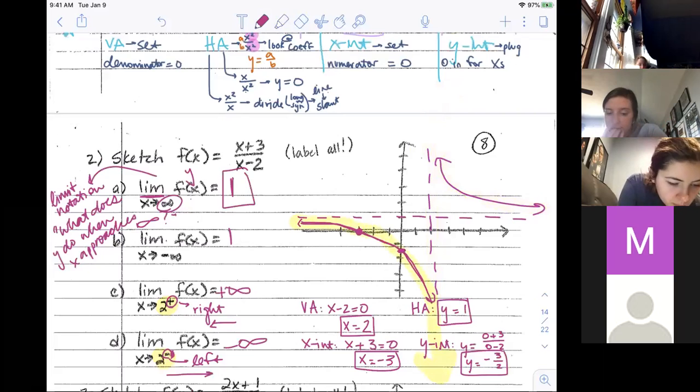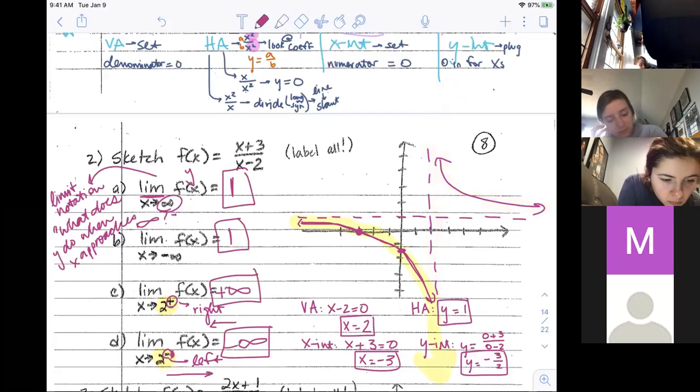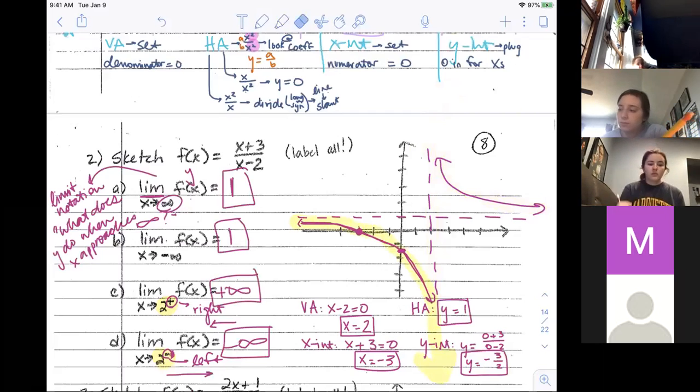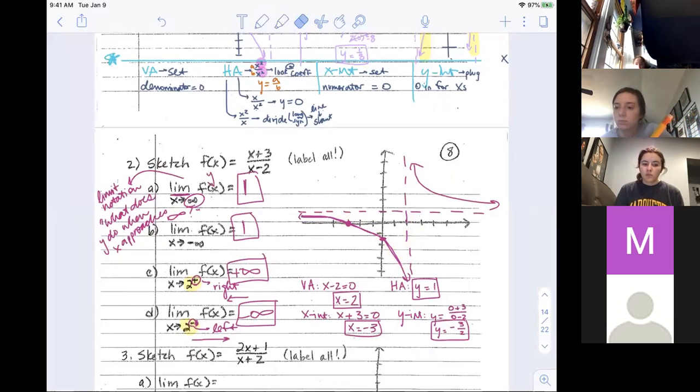All of your answers for these limits will either be a number, one of the infinities, or does not exist. And we'll worry about that when that happens. I don't know if we're doing does not exist at pre-cal, but that is an option. So usually your answer is just a number or infinity.